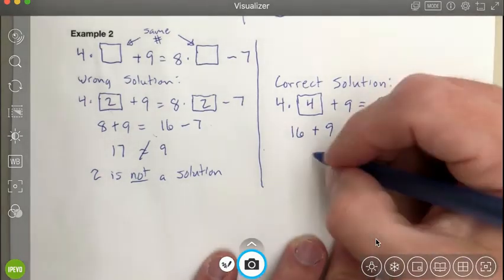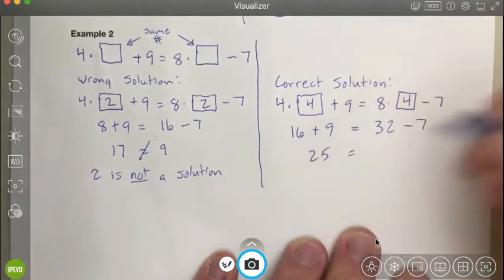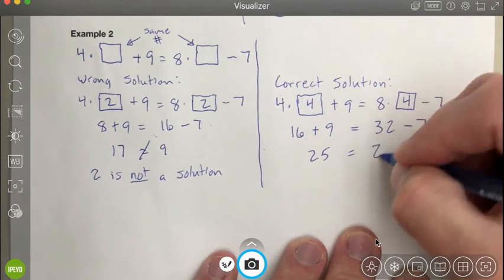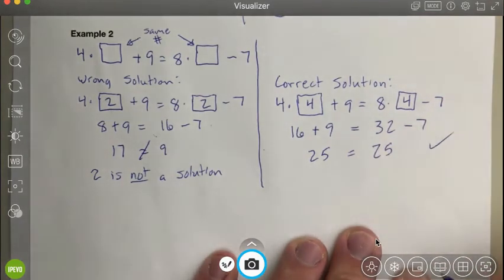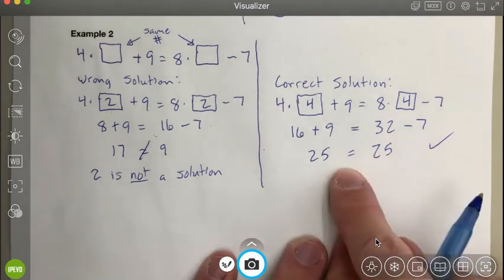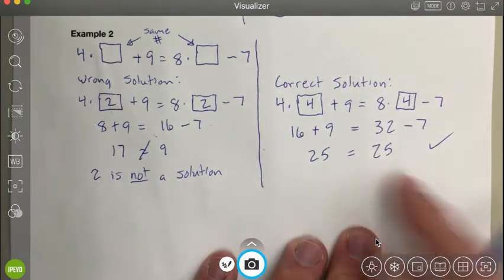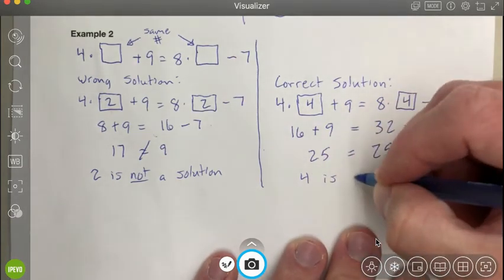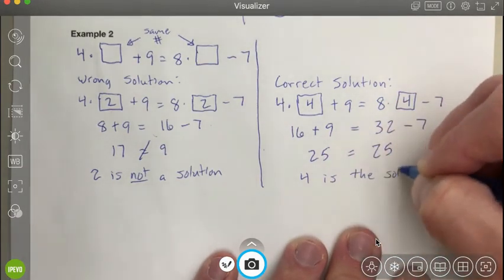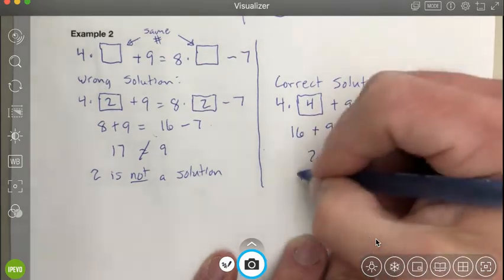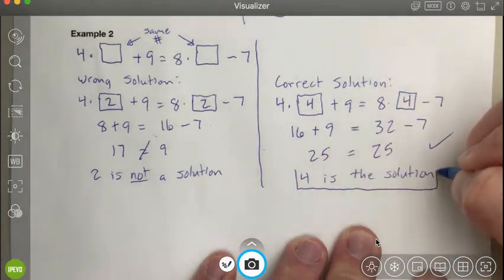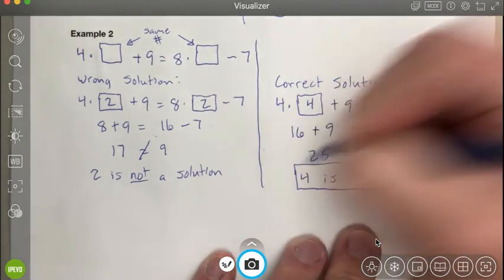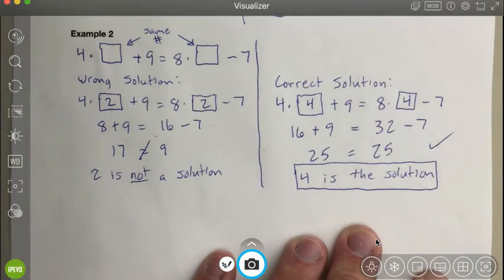Well, 16 plus 9 is 25. 32 minus 7 is 25. So check. If I put a 4 in the box, I get two expressions that evaluate to the same exact answer. So 4 is the solution. And that's all there is to it.